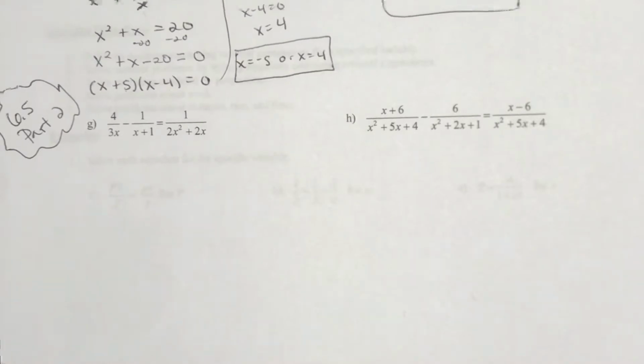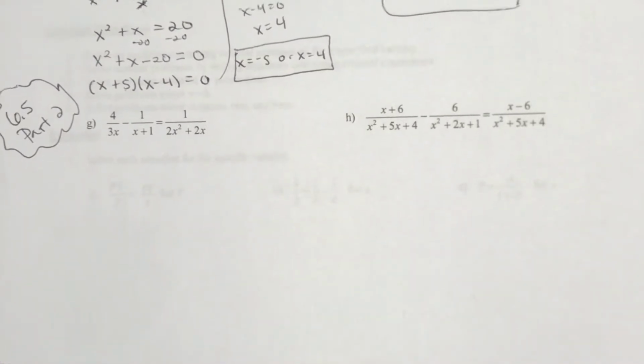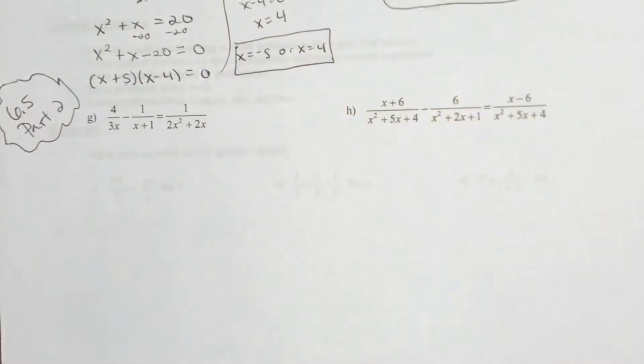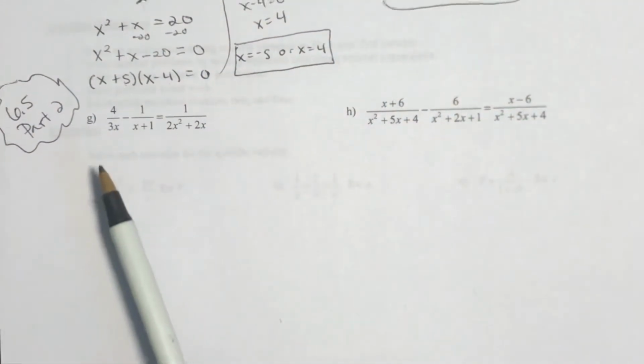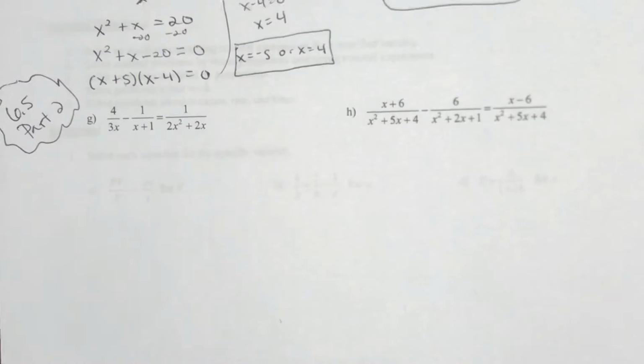Okay, 6.5 part 2. We're solving rational equations. So we have 4 over 3x minus 1 over x plus 1 is equal to 1 over 2x squared plus 2x. Okay, so we need to determine the LCD first.